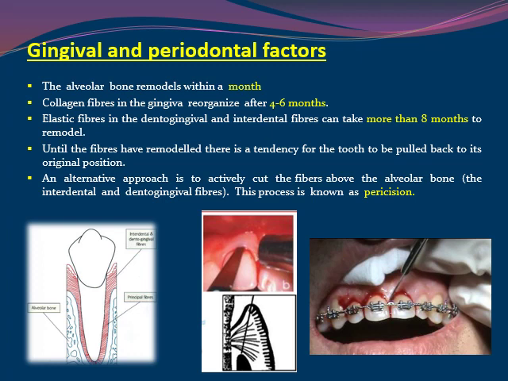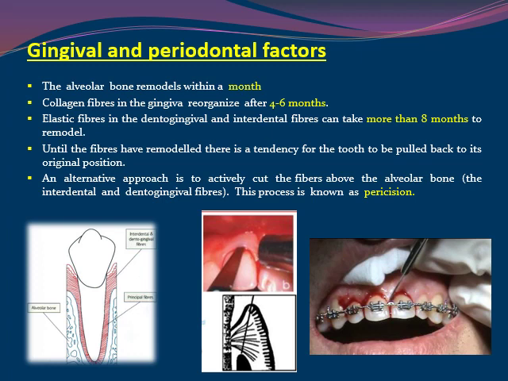Usually, the alveolar bone takes about 1 month, while collagen fibers take about 4 to 6 months, while elastic fibers, which have a bigger effect on relapse, need more time, approximately more than 8 months to remodel. So the teeth in this situation are unstable because the effect of these fibers tries to pull the tooth back to its original position and there will be relapse.